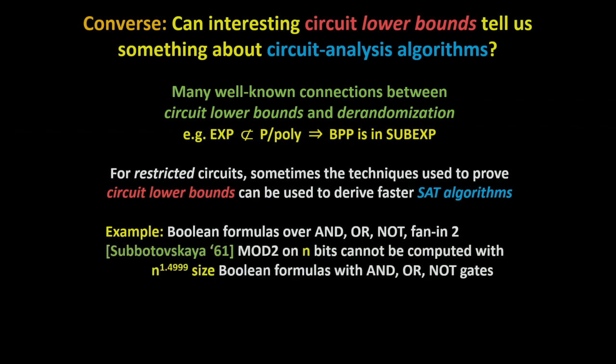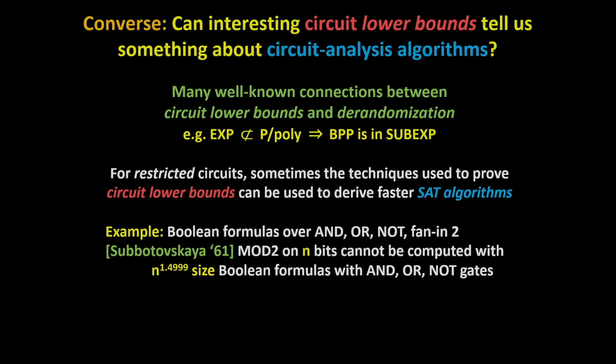Way back in the 60s, Subbotovskaya showed that the mod 2 function, the parity function on n bits, can't be computed with essentially n to the 1.5 size Boolean formulas with AND, OR, and NOT gates using the so-called random restriction method. So if you randomly set a randomly chosen subset of variables in the formula and simplify it, you actually find that the formula shrinks by some non-trivial amount.